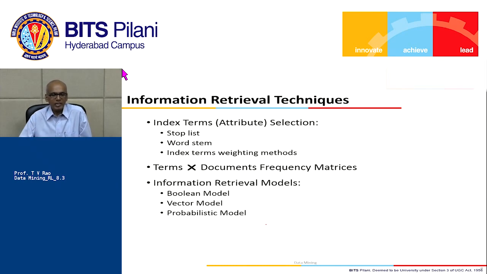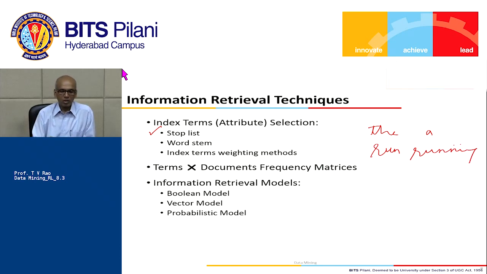When we are creating the index terms, we look at a few things. For example, the stop list: we don't want to bother about a word like "the" or an article like "a". We also look at word stems, so we want to treat "run" and "running" to mean the same. And then we may also use weighted methods.